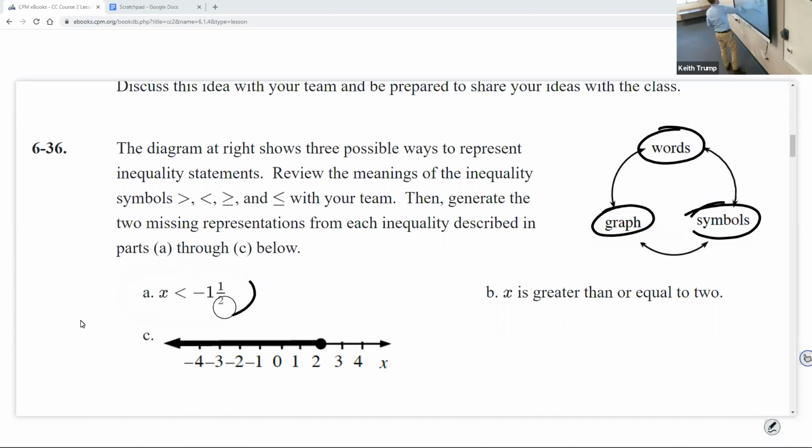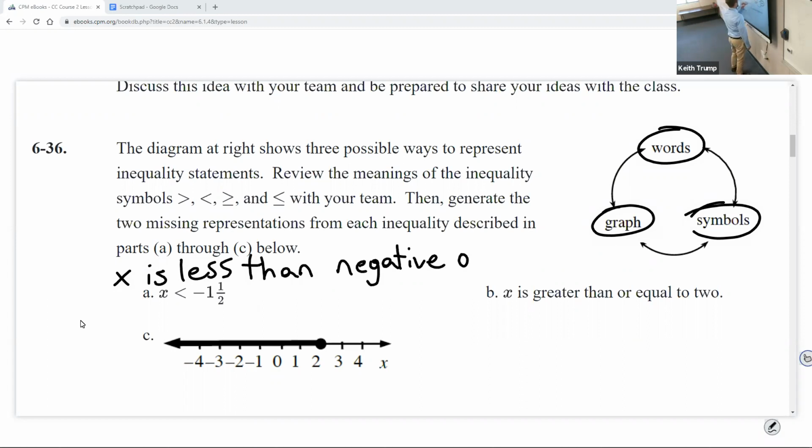So we need to write this as a graph and as words. Well, let's talk about showing it as words. So this means that x is less than negative 1 and a half. So that takes a little while to write out, but showing that inequality as words would mean x is less than negative 1 and a half.